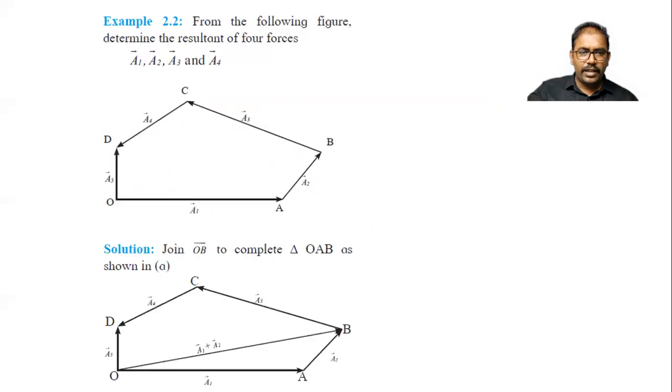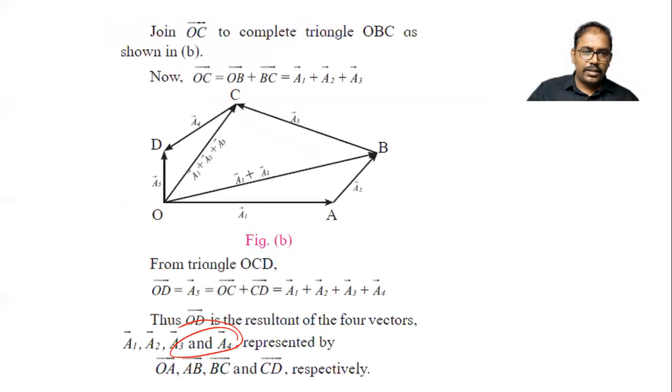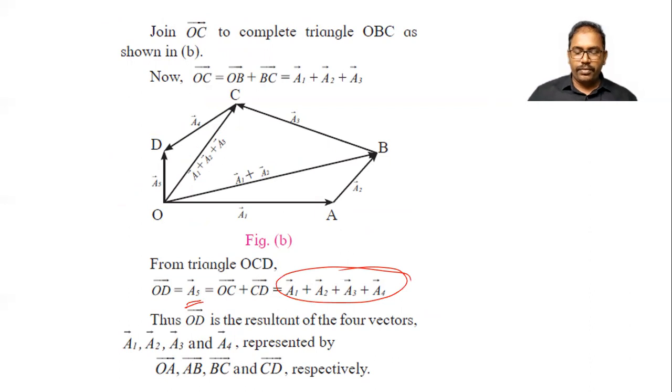You can see here it is already given. This is A1 plus A2 bar. Then this is A1, A2, and A3 bar, and then the resultant is A5, which is equal to the addition of all. So I hope everyone understood this polygon method. It is some extension of the triangle method.